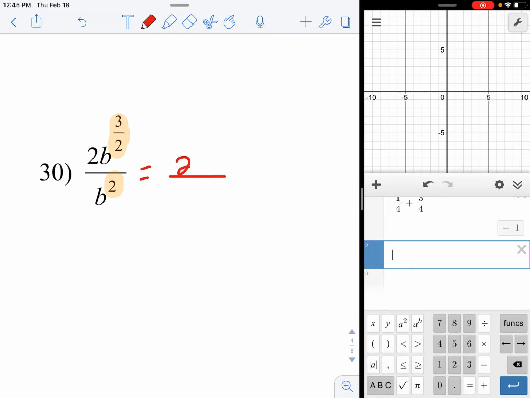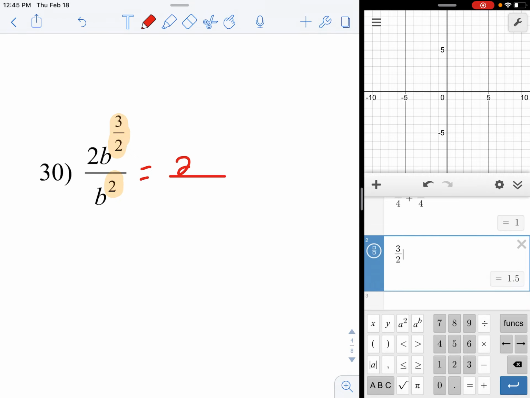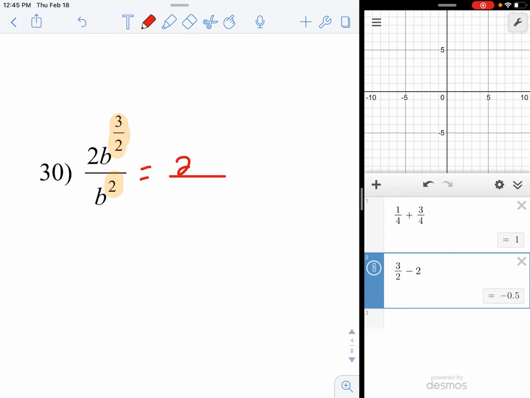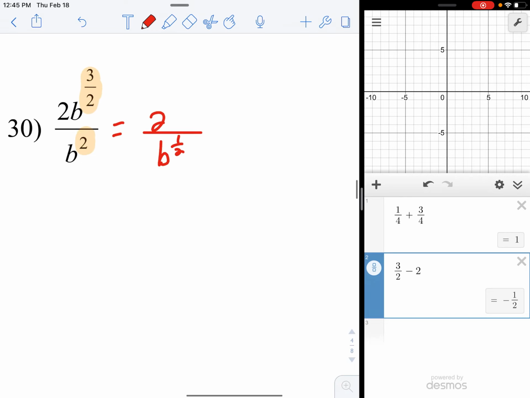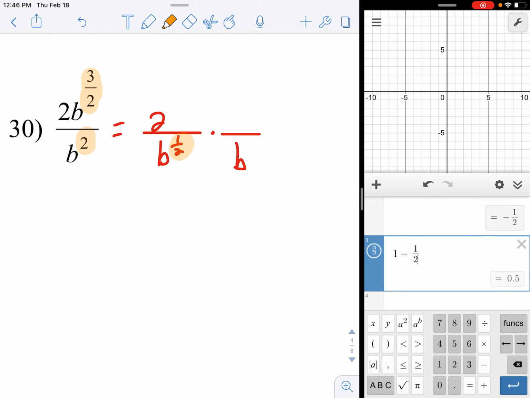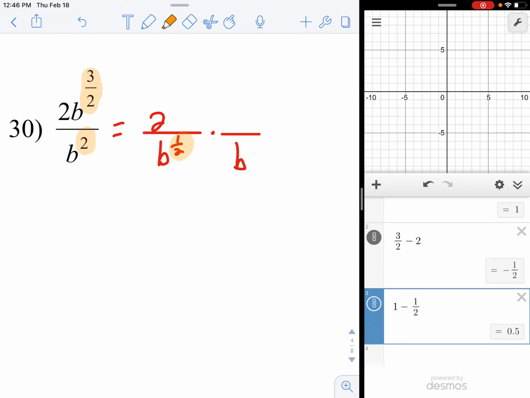For the b's, I need to do 3 halves minus 2. That's negative 1/2. So remember, if there's a negative power, it goes to the bottom and then it turns positive. So I get 2 over b to the 1/2. But you're not allowed to have fractional powers on the denominator, so you need to rationalize. So you need to ask yourself, what can you add with 1/2 to get 1 whole? Well, if in doubt, just subtract it from 1. And the answer, of course, is 1/2.